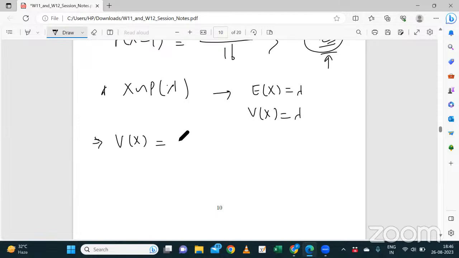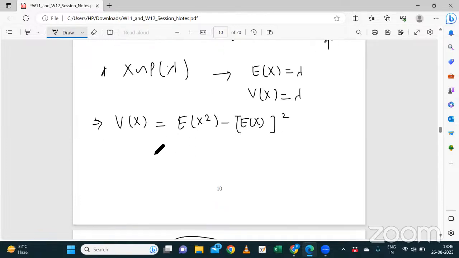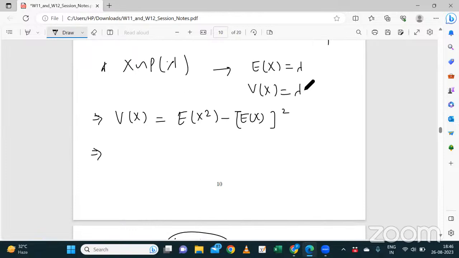So lambda. Expectation of... No, I'm asking the formula, the variance formula. E of X squared minus the whole E of X squared. Variance is expected value of X squared minus the expected value of X, whole squared. Correct or not? Yes, sir. What is the variance of X?